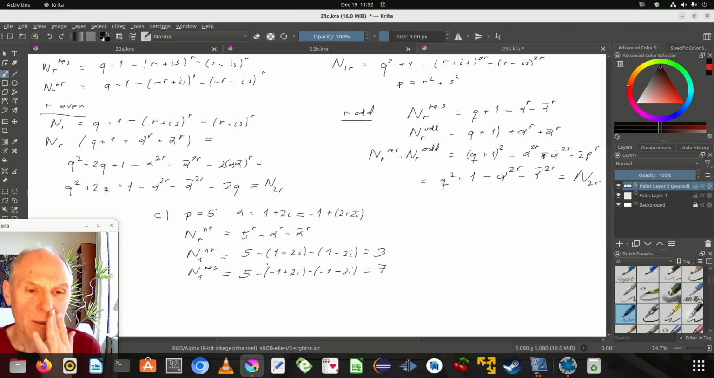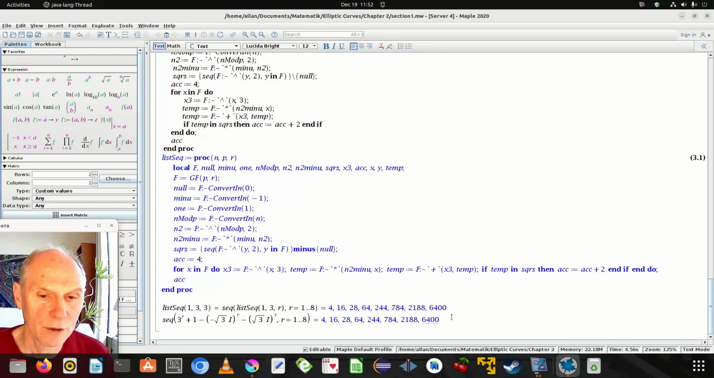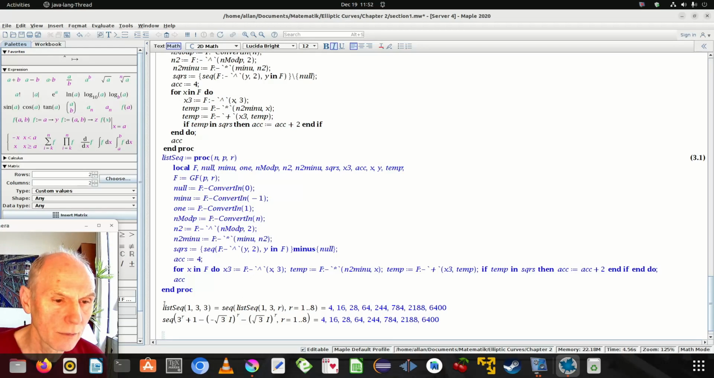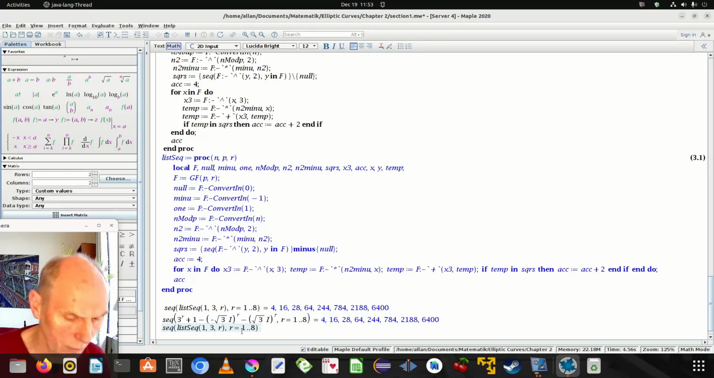This is annoying doing on the tablet when we have to square them. So I'll just use Mabel for that. But first we'll check Mabel whether this is right or wrong. As you can see, I checked it with p equals 3. So n first and then 5.